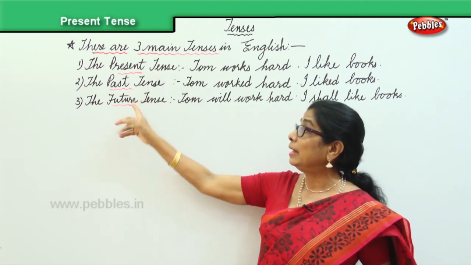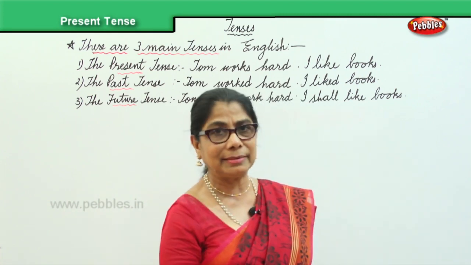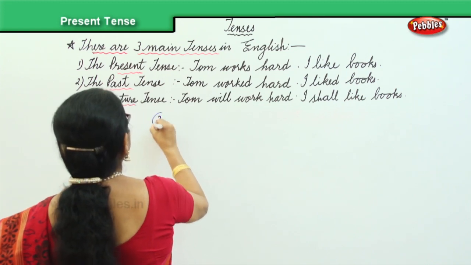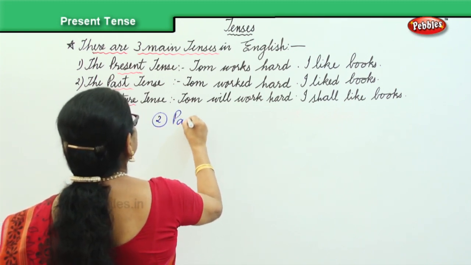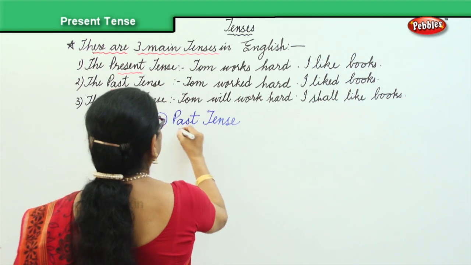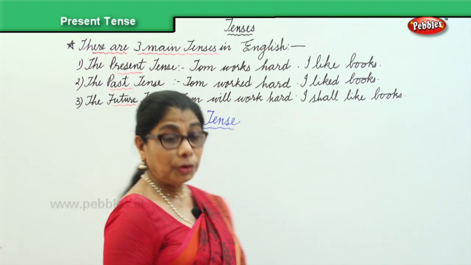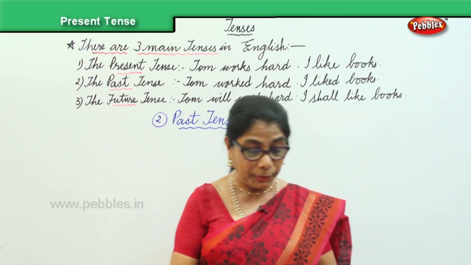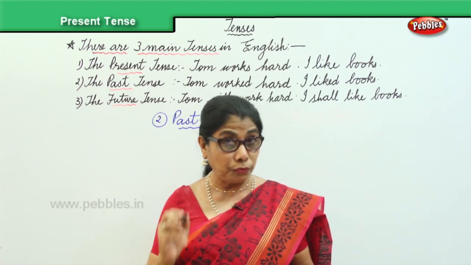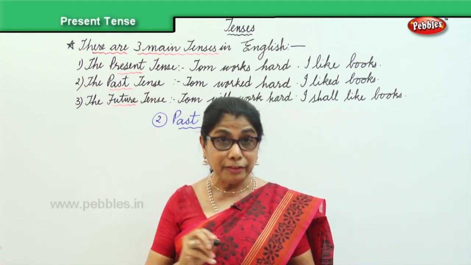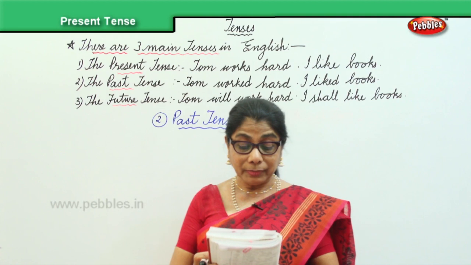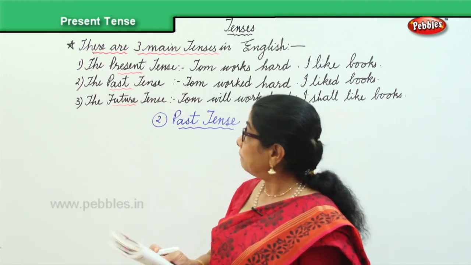So first one we did, now we go to the past tense and look at the forms in the past tense. So we are going to look at the second one, that is the past tense. In the past tense, we have 4 forms. What is that? That's what we are going to look at. Just like the present tense has 4 forms, the past tense and the future also has 4 forms. Okay, now we're going to look at the 4 forms of the past tense.